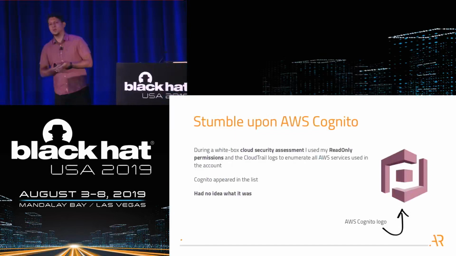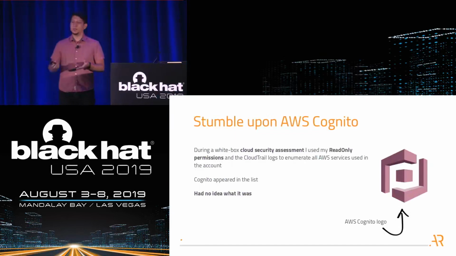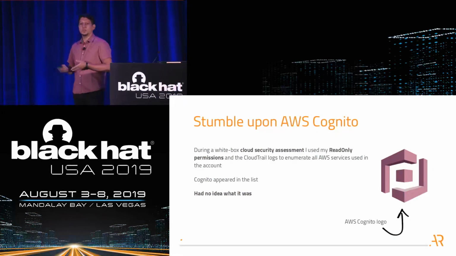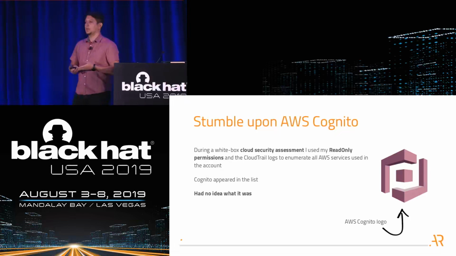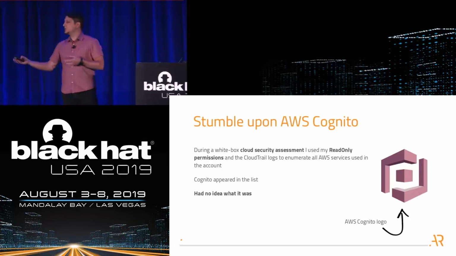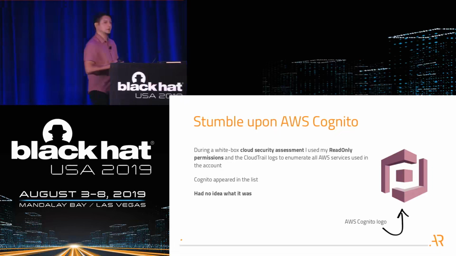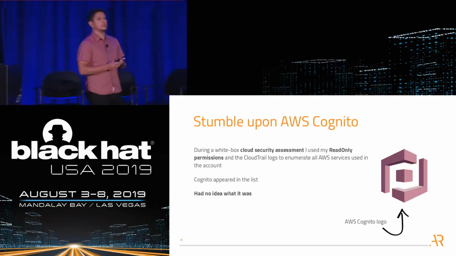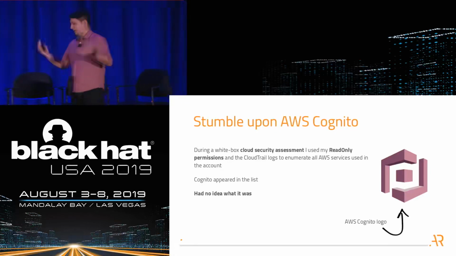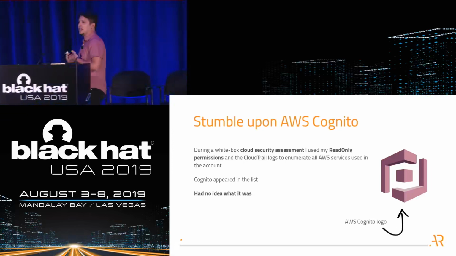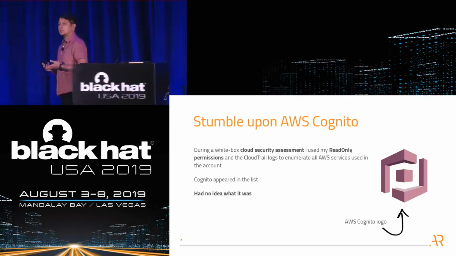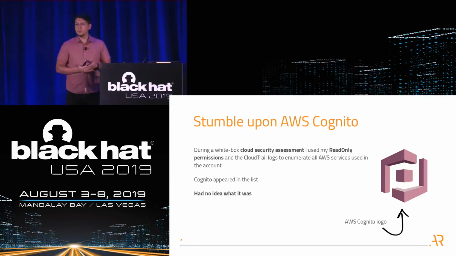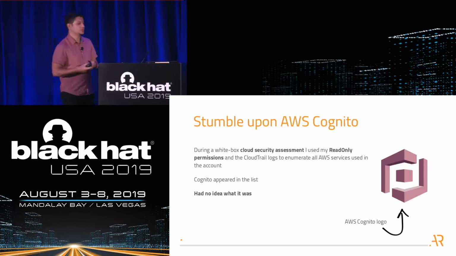So I was performing a cloud security assessment on one of my customers. And as part of that assessment, I got read-only credentials for their AWS account. Using those credentials, I enumerated all of the permissions, all of the services that were in use by that account. In that list, and as you know, AWS has a lot of services, something caught my eye, Cognito. I never seen that before, and it's not a very common service.